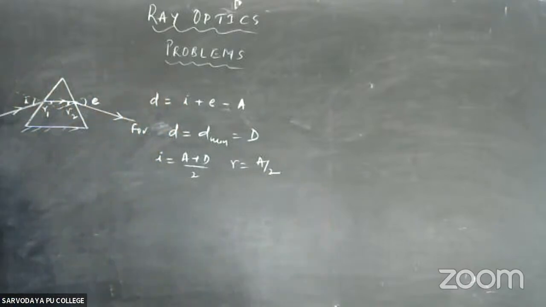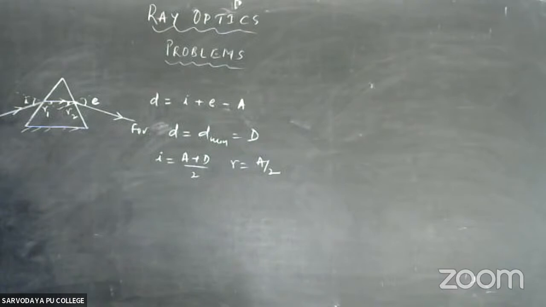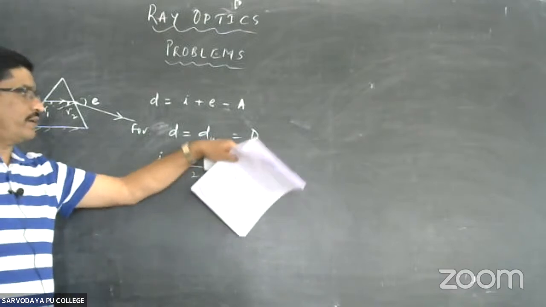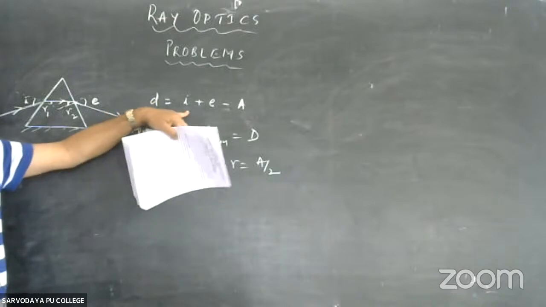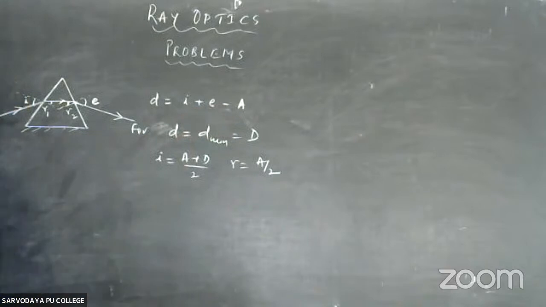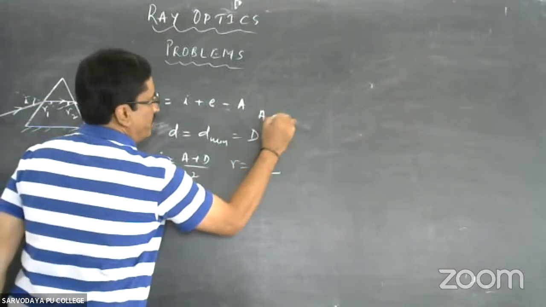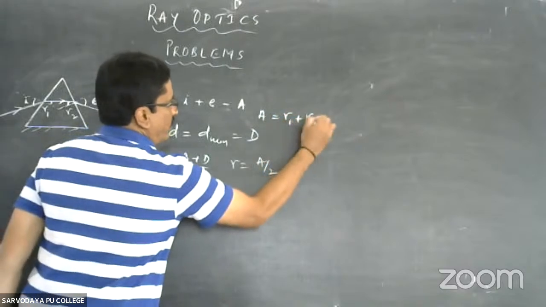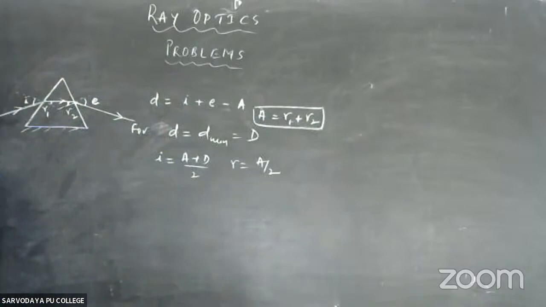Okay, this is only for the minimum deviation position. You cannot use these two formulae for other cases. In general, total deviation is given by the angle of incidence I plus the angle of emergence E minus A. And we should also know that the angle of the prism A is equal to R1 plus R2. That you should also be knowing.